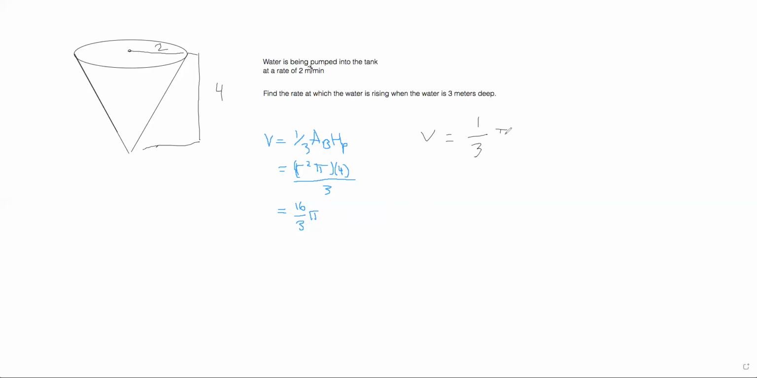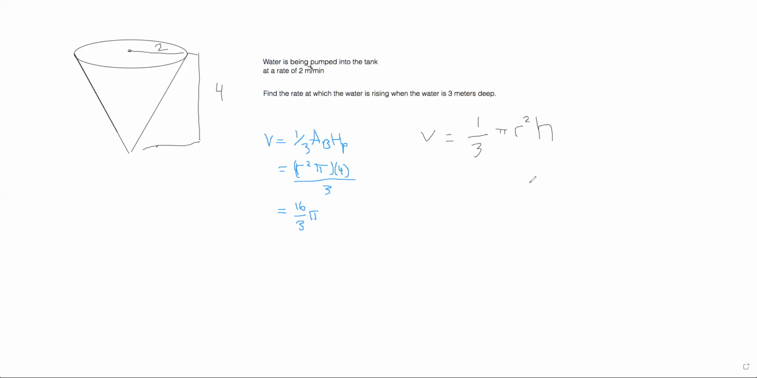Would the derivative of volume in this case show how fast the volume is increasing? Yep. And then find the rate at which the water is rising. Is that going to be a derivative of the height of the water rather than the volume? Yep, that would be the derivative of the height with respect to time.